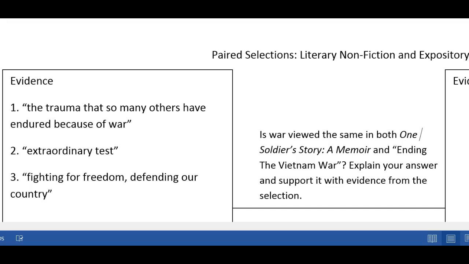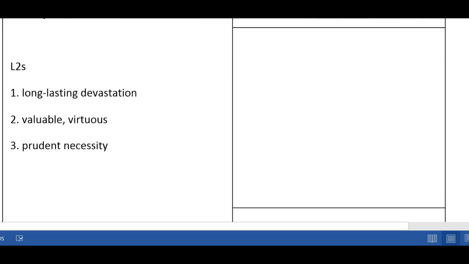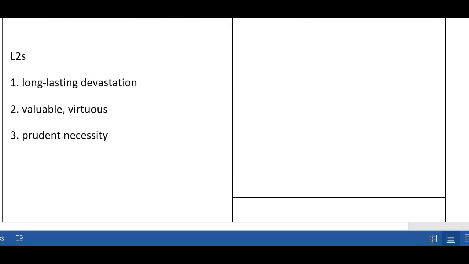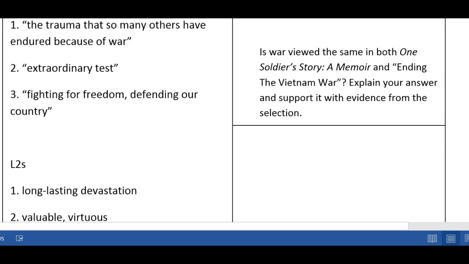I need to think about the evidence and think about the connection so I can come up with an appropriate answer. So if you'll take a look at the screen, you'll notice that on the left-hand side for our first selection, I have three pieces of evidence. First is the trauma that so many others have endured because of war. Now, what idea, what words connect to trauma as it relates to war? Well, the first words that I chose were long-lasting and devastation.